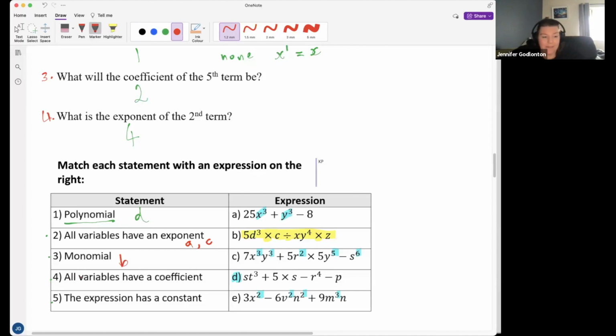All right. 4. All variables have a coefficient. Let's have a look. So this one doesn't have a coefficient. So that's going to be a problem for us. Let's have a look. Here, there's a coefficient, there's a coefficient, there's a coefficient. Cool, let's go with that. So we can say E. And then for question 5, the expression has a constant. So constant means we're looking for a number with no letter attached, and that is going to be that -8. So we're going to say A.